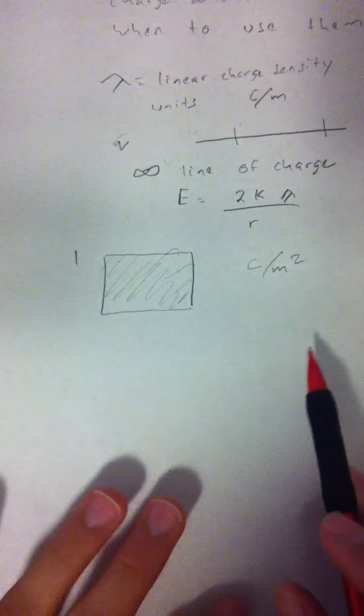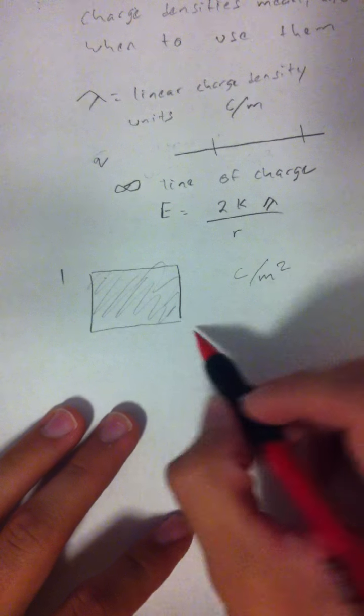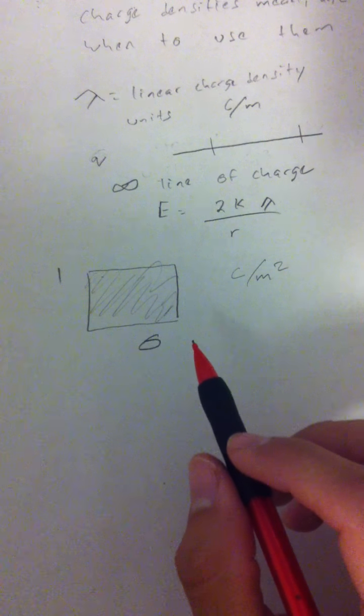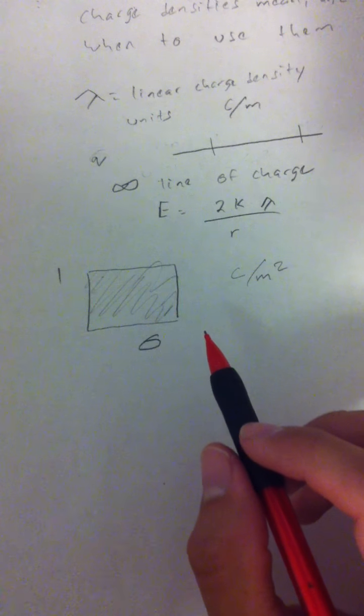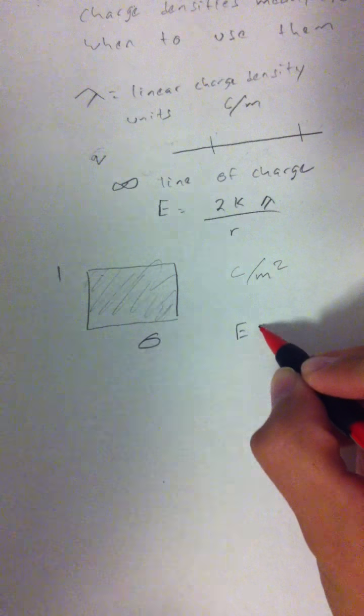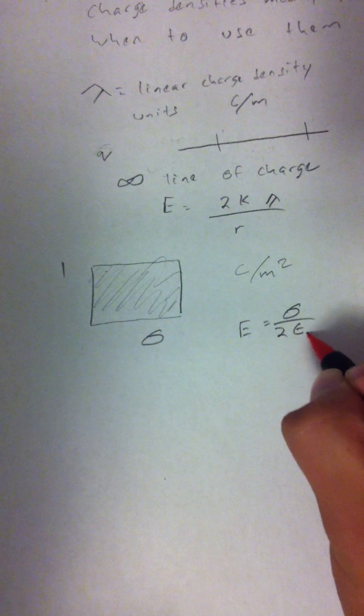Usually the variable for the surface charge density is going to be sigma. And the equation of a plane which has sigma in it is E, the electric field, equals sigma over 2 epsilon.